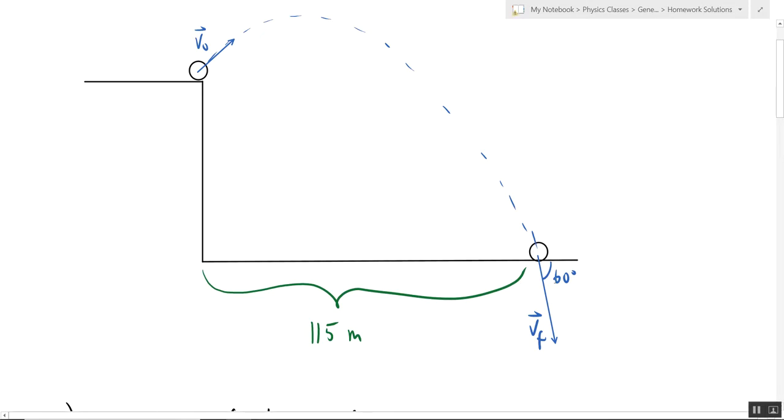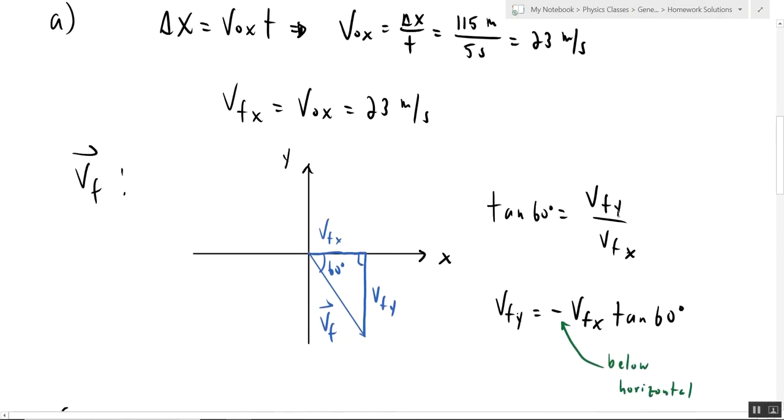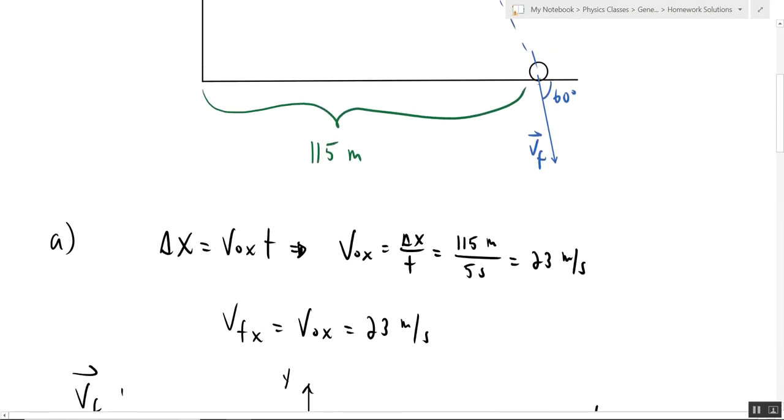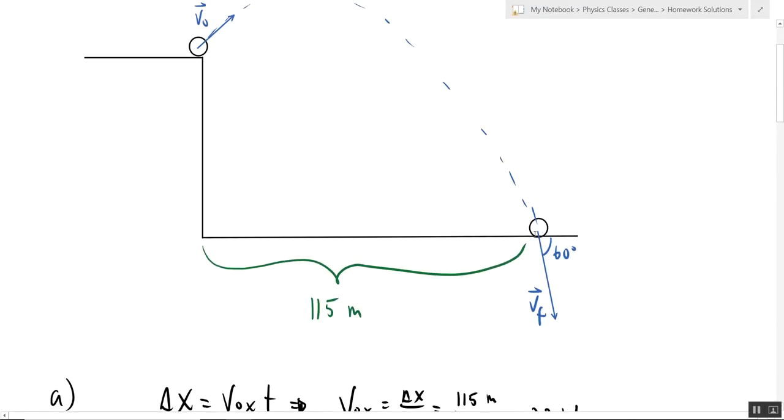Okay, but then you say, okay, what other information do I know? Well, I know the angle it hits the ground at. Can I figure anything out with that angle? Well, you can if you sketch. It's a pretty bad sketch, but if you sketch the final velocity vector, which is this vector here, it's at 60 degrees below the horizontal like this, right? It's just this vector here.